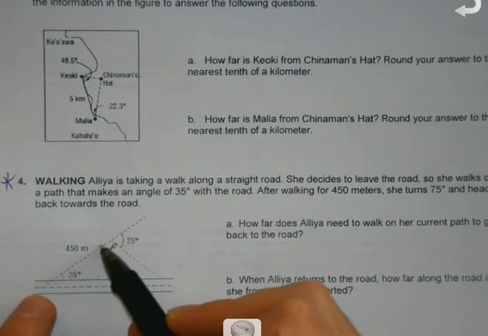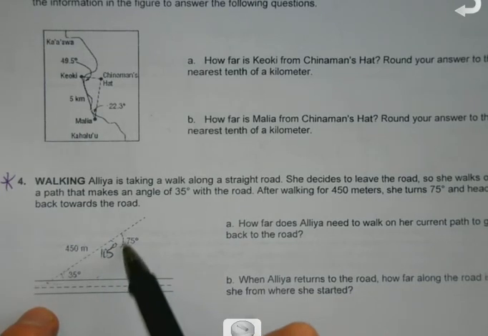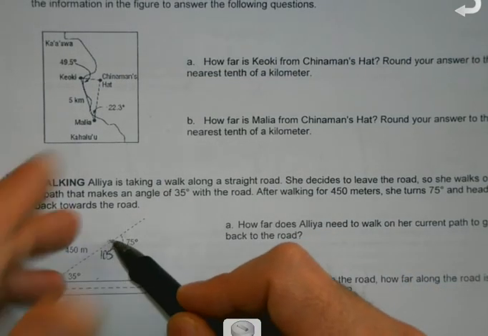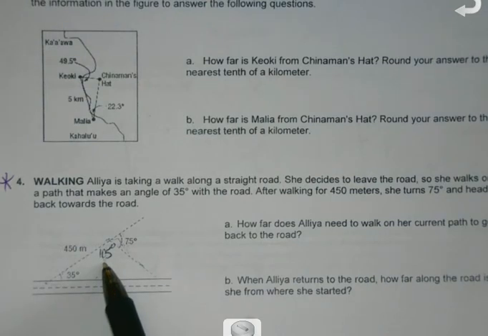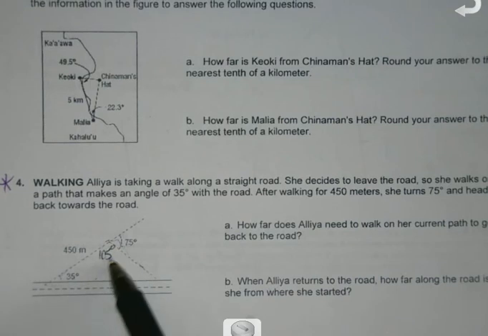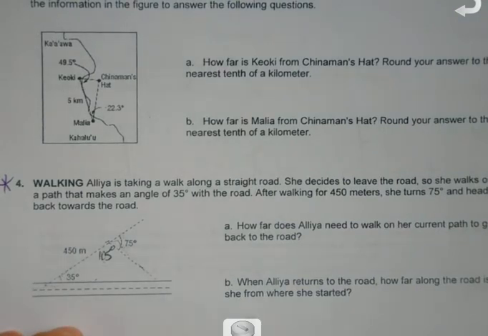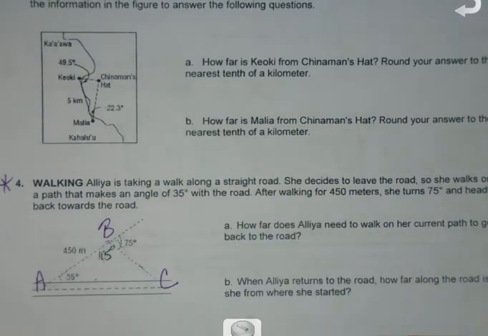After walking for 450 meters, she turns 75 degrees. Now some of you may say, why is it out here? Because when you make that turn, your body is making that turn clockwise, which is why it would be out here. So why would I have put 105 in here? How did I figure that out? Yeah, we minus it from 180 because it's a straight angle, and I want to know the angles that are in the triangle. So I wrote the 105 in. So I get going here, and it says how far does Aaliyah need to walk in her current path to get back to the road? Now again, I'm a fan, when you have your triangle, of labeling the pieces.